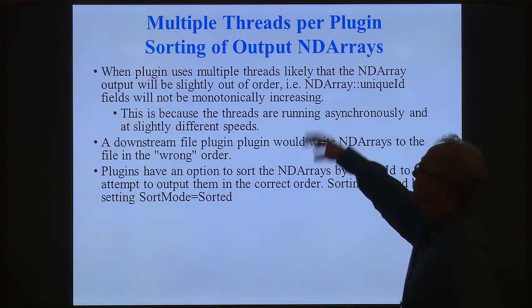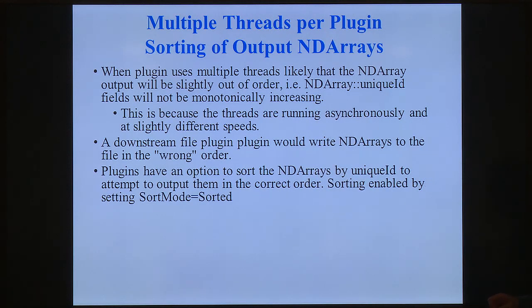When you have multiple threads running in a plugin, they could all be running at slightly different rates, and so the output arrays wouldn't come out in the right order. So now there's an option to sort the output arrays so they are sorted by their unique ID. This adds a little bit of additional latency, and it's possible that the next array that you expect will never arrive because it was dropped earlier on in the plugin chain. So it has to have a timeout to say, give up after a certain amount of time.